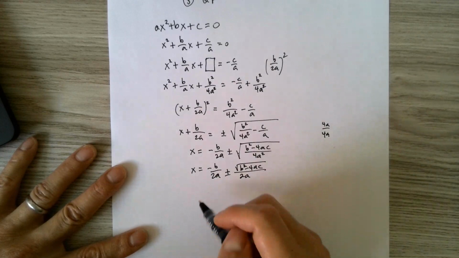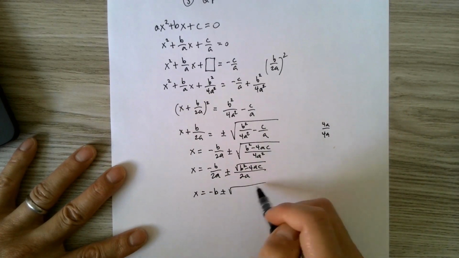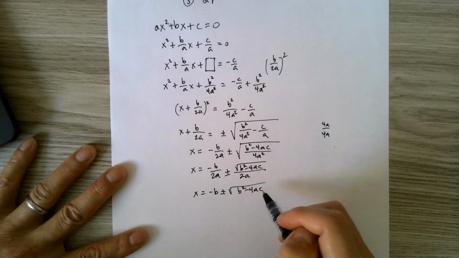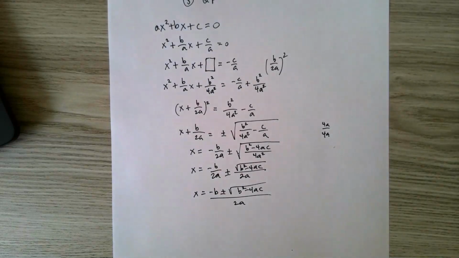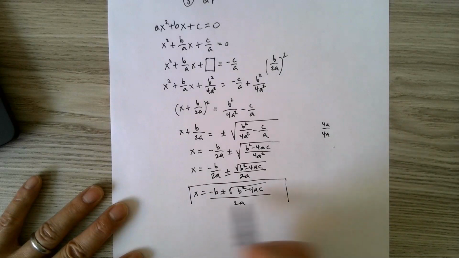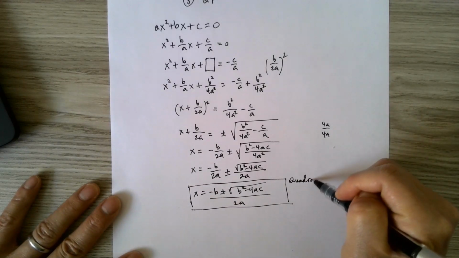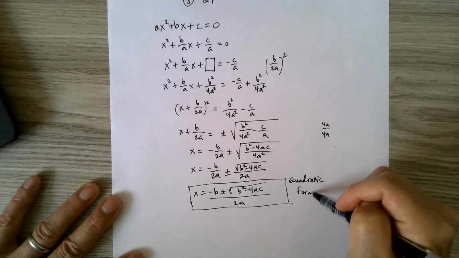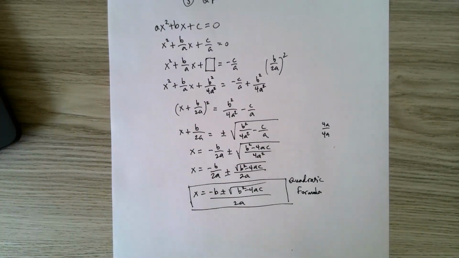And now I can add those 2 fractions. And the denominator is now rational. So this is as far as we can go. This is the quadratic formula. And that's our third method of solving a quadratic equation.